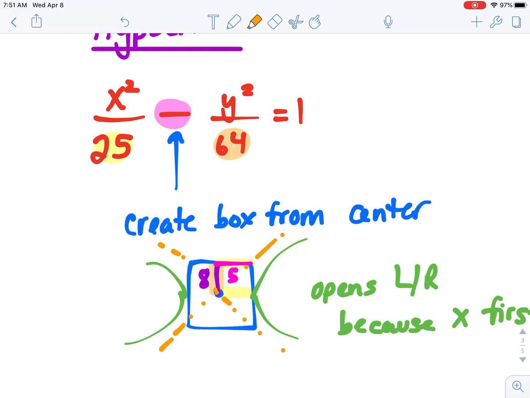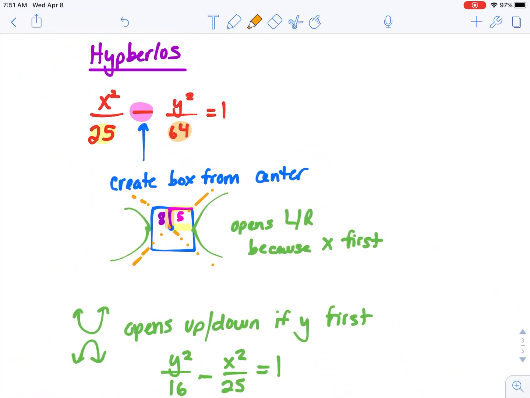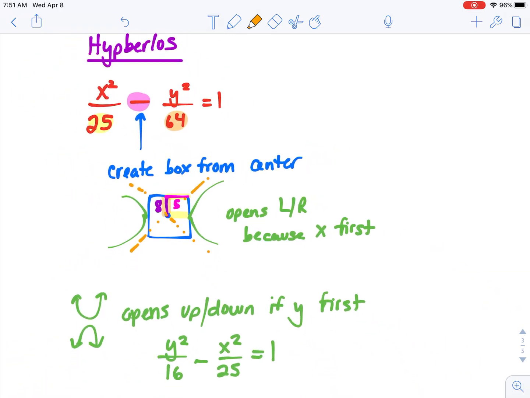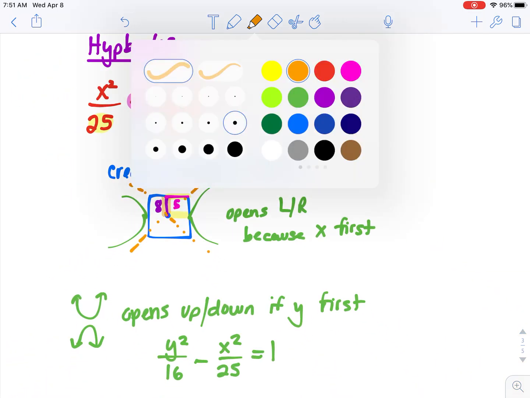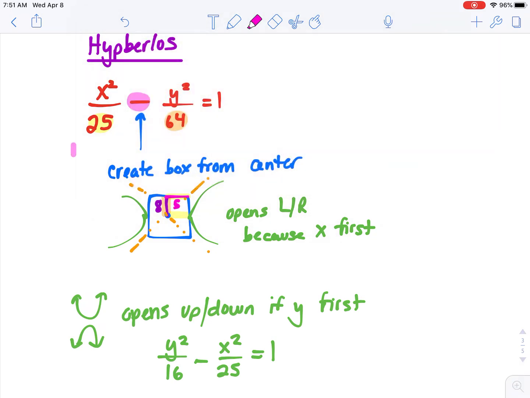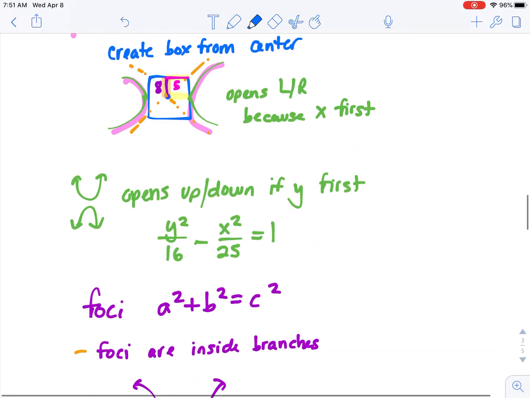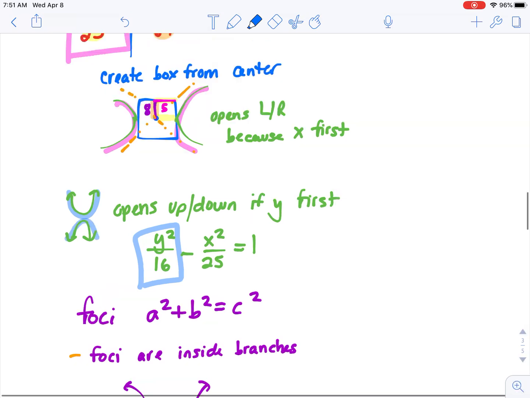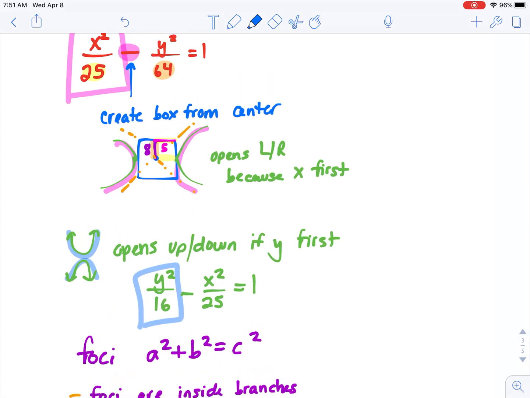From the box, we then draw asymptotes. Those are invisible lines, but they help guide how wide the hyperbola is. How do you know which direction your hyperbola opens? Well, in this problem, if you look, we had x first. With it having an x first, it opens left and right. I just made up a new problem down here. If you see how the y comes first, that's when it's going to open up and down.